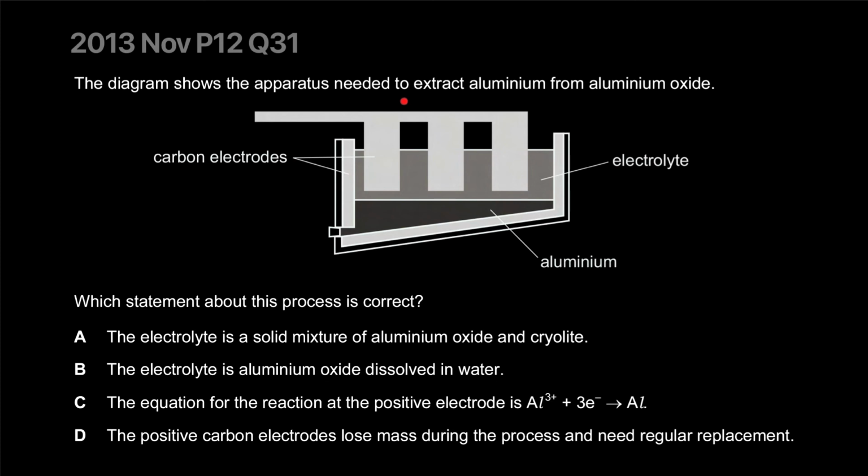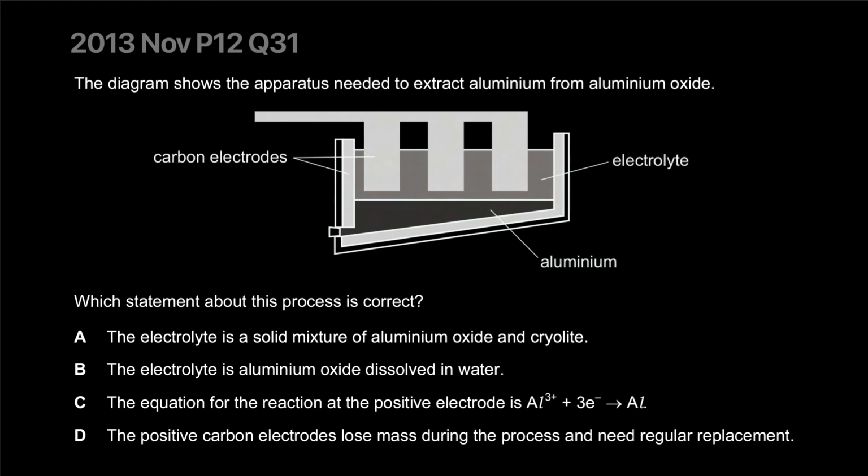The diagram shows the apparatus needed to extract aluminum. We've seen this so many times. It looks complicated, but it is what it is. Which statement about this process is correct? The electrolyte is a solid mixture of aluminum oxide and cryolite. Well, you have to melt it for it to conduct electricity. So it's not solid. So A is wrong.